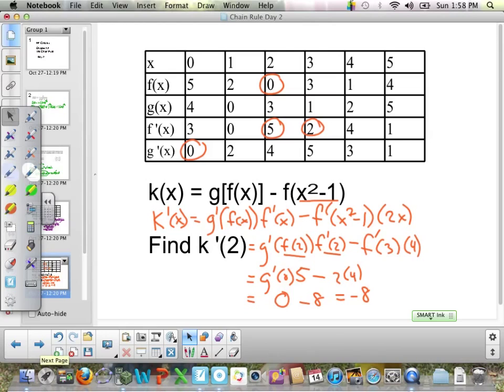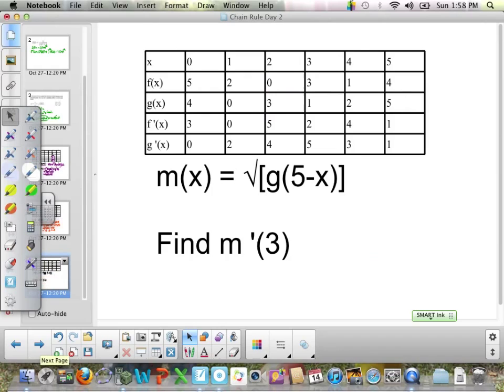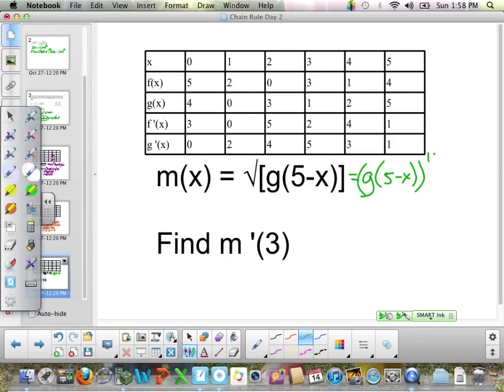All right, so let's look at another table example. This one, let's rewrite as g of 5 minus x to the 1/2. And we got a level of 3 functions here. We got the square root, we've got g, and we've got 5 minus x. Well, it's the same thing. We've got to take them in levels.